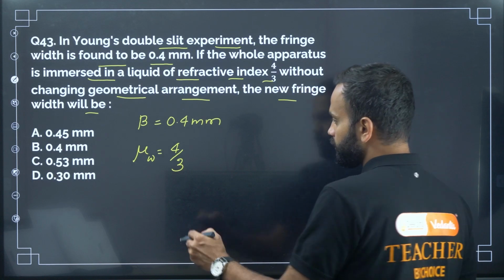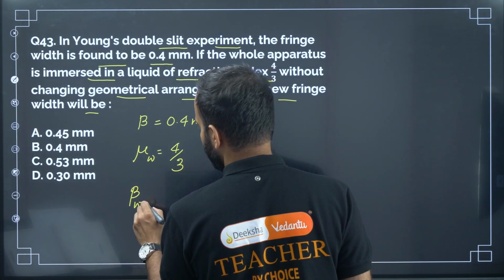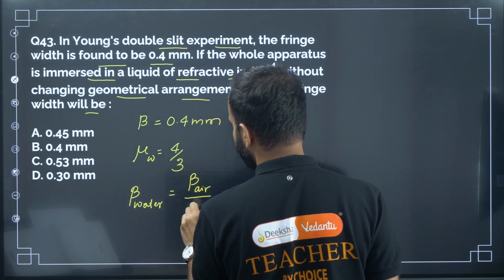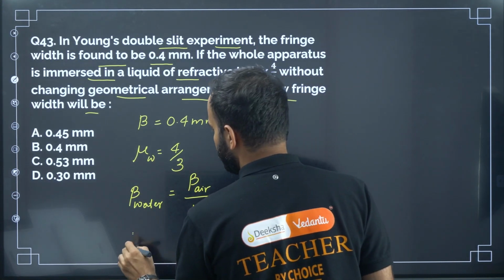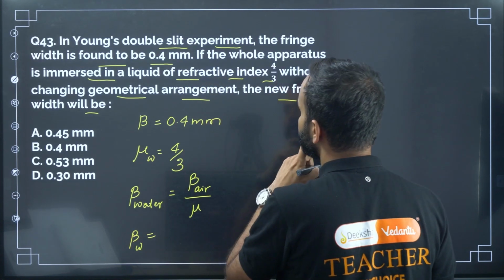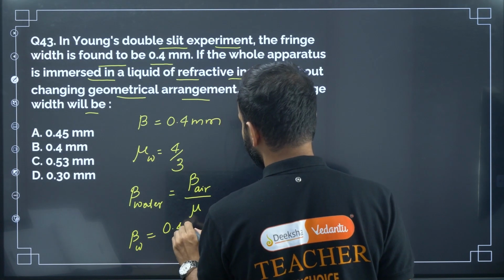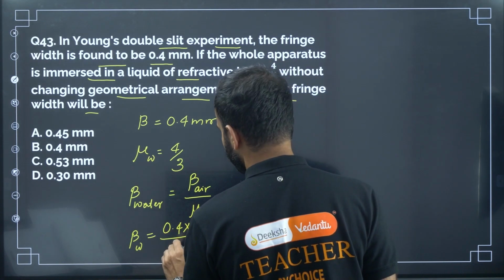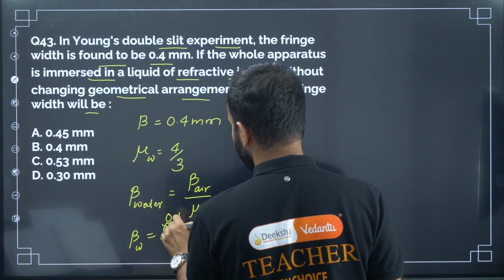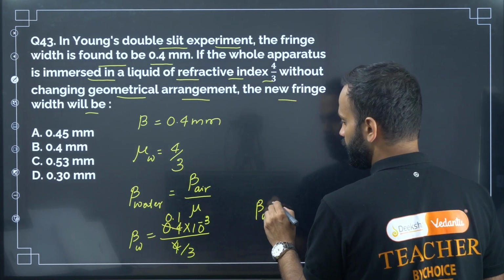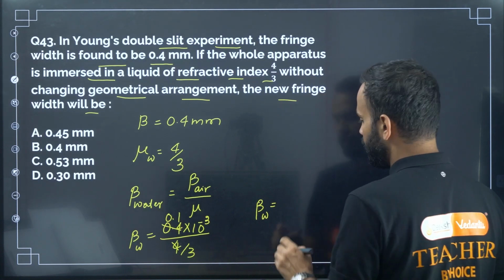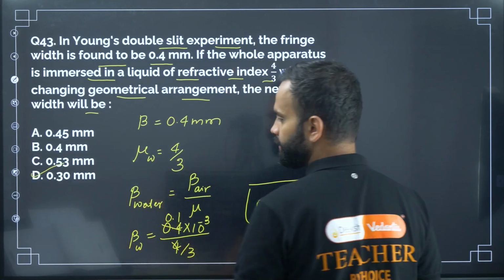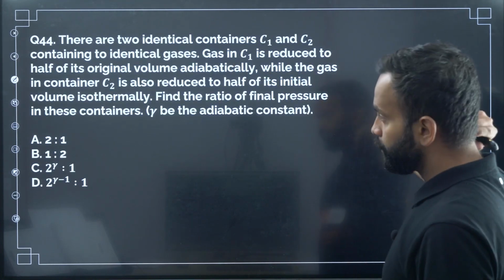Now fringe width in water is equal to fringe width in air divided by mu. So the fringe width in water, BW, is equal to the fringe width in air, 0.4 millimeter, that is 10 to the power minus 3 meter, divided by mu, 4 by 3. So this will be 0.3. BW is equal to 0.3 into 10 to the power minus 3, that is 0.3 millimeter. So the correct option is D. Next one, question number 44.